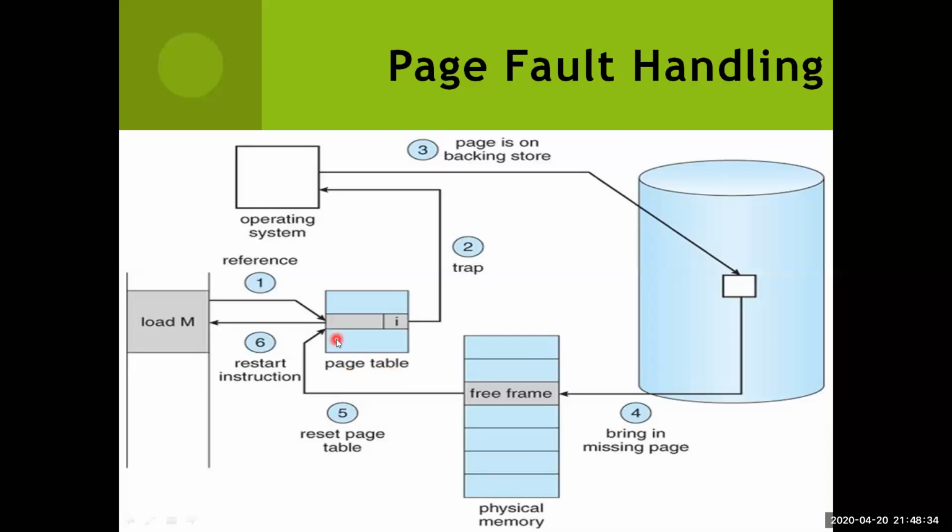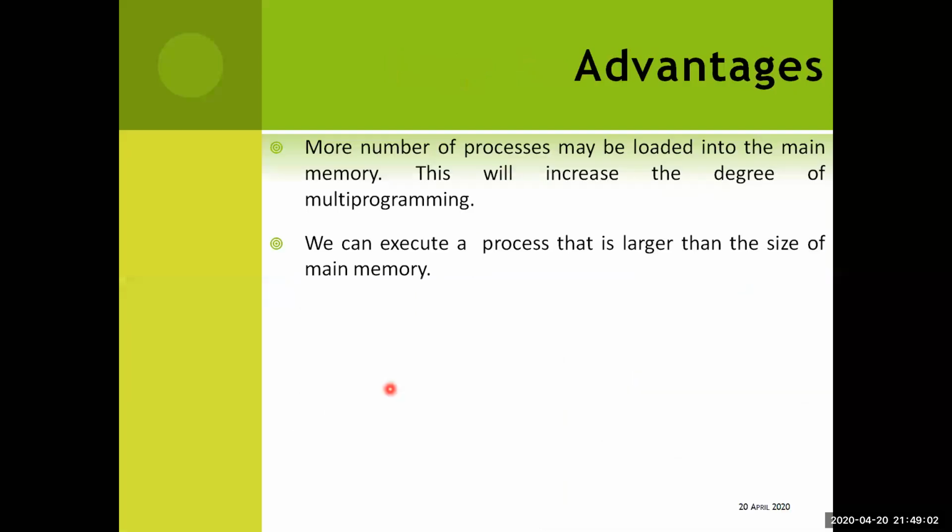After resetting the page mapping table, the instruction will start again. Resetting the page map table means we will copy the frame number into the page table and change the invalid bit to valid bit. Once this is done, we will restart the instruction. So that's all about demand paging. In the next class, we will see some numericals based on demand paging.